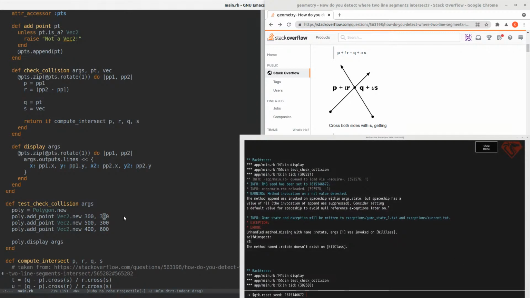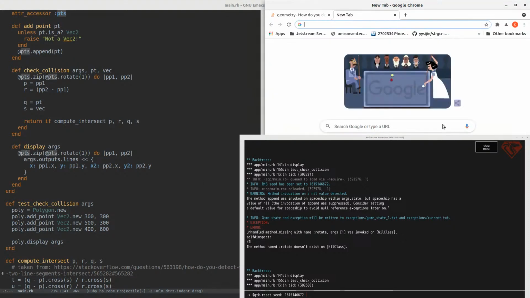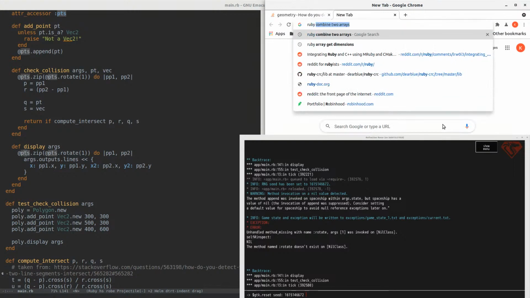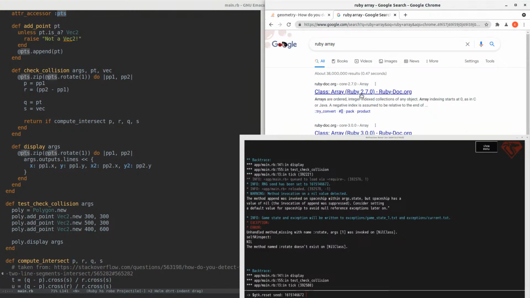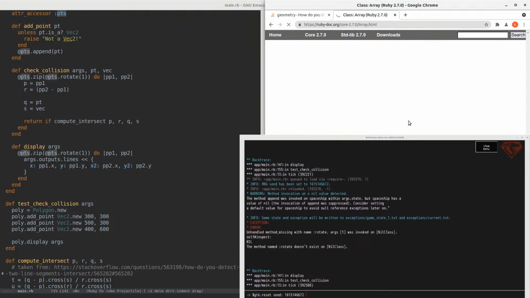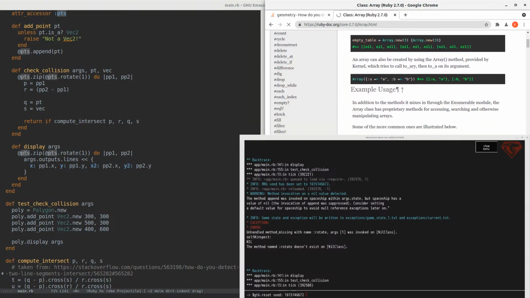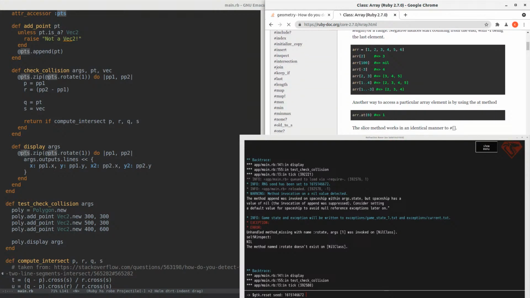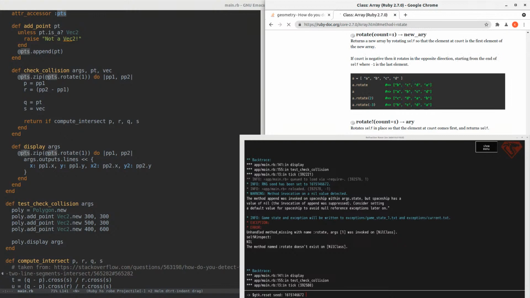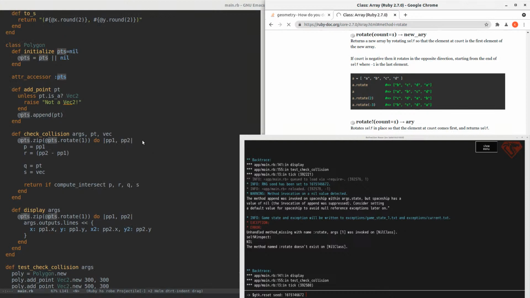141. So 141 at points.zip. Not rotate. What is it? Shift. Ruby array. I thought there was something like this. Flatten. Rotate. It is rotate. Why doesn't it like rotate? Oh, no. That would do it. Of course.